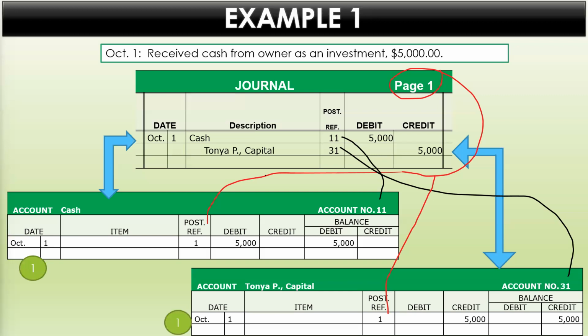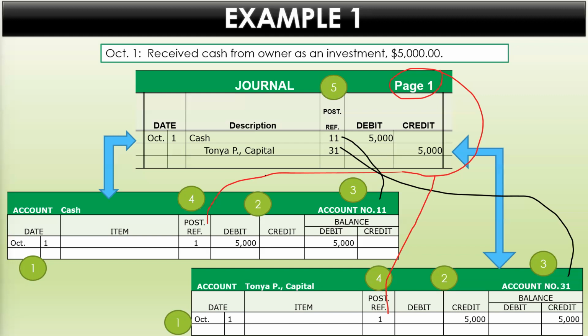The first step is to post the date, October 1. The second step is to post the amounts. For cash, we had a $5,000 debit, and for capital, we had a $5,000 credit. The third step we need to do is extend balances. The fourth step, we are entering the posting reference in the ledgers. And here on your screen, you can see the number 1. That refers to the journal page, number 1.